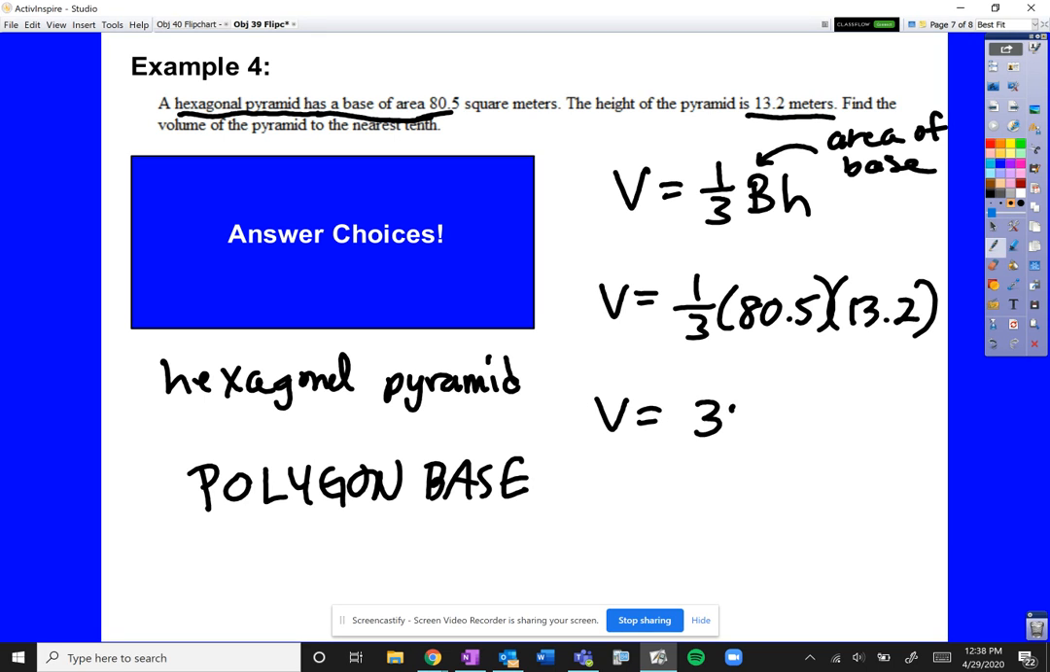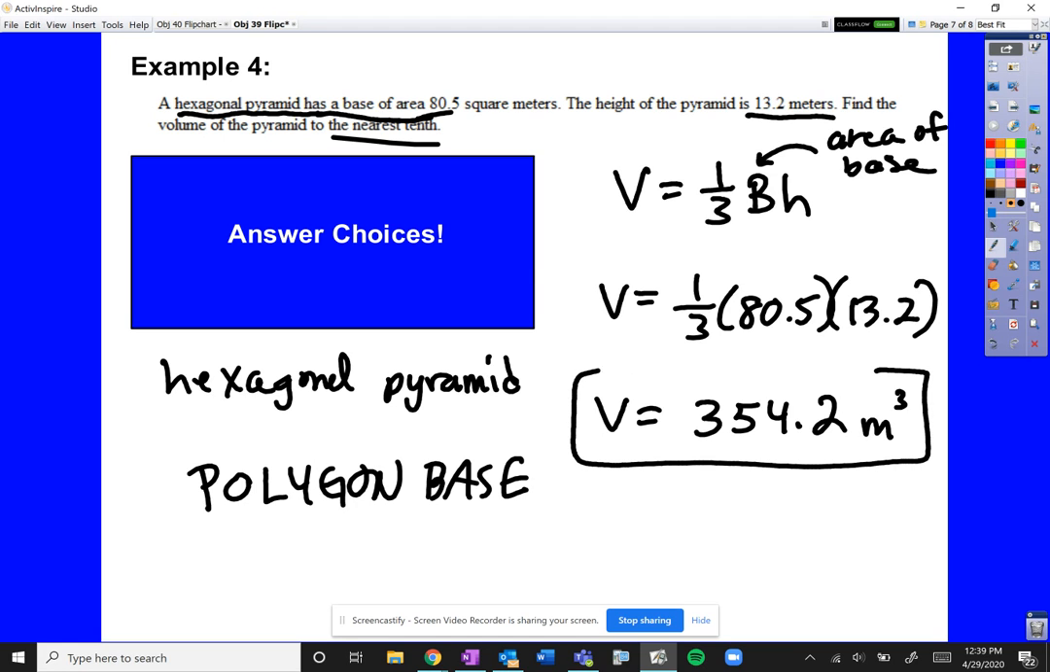So we get 354.2. If this thing decides to work, there we go. 354.2. Sure enough, that's already rounded to the nearest tenth. 354.2 meters cubed.